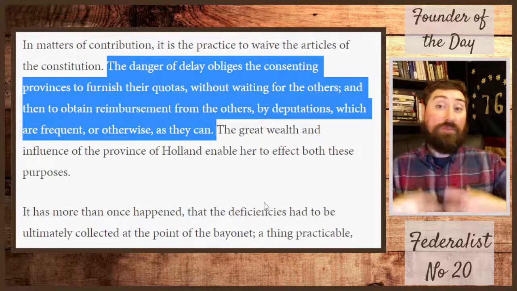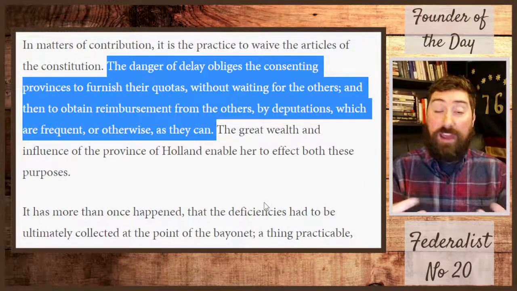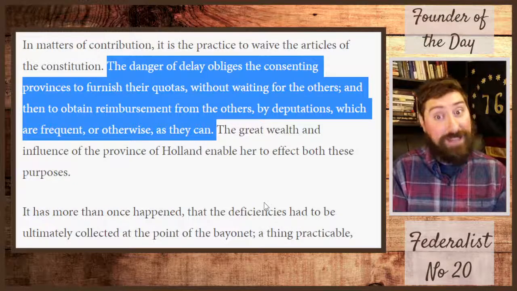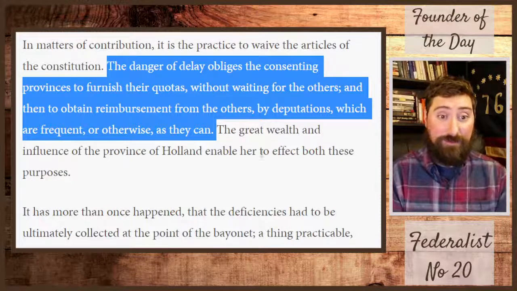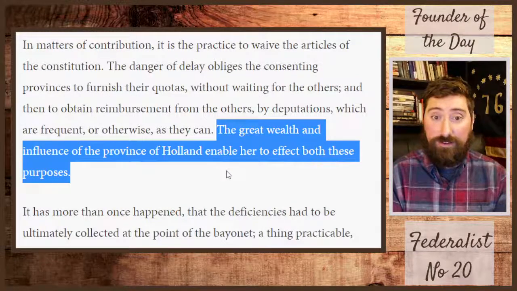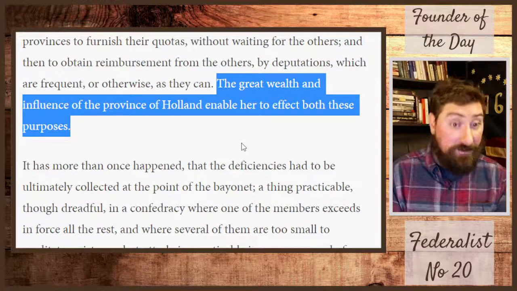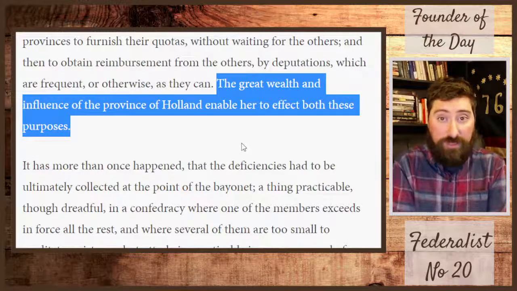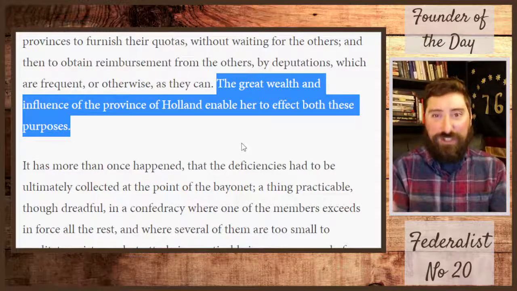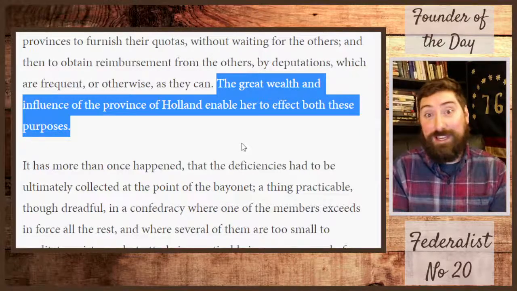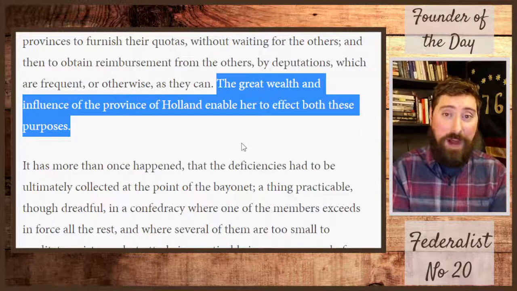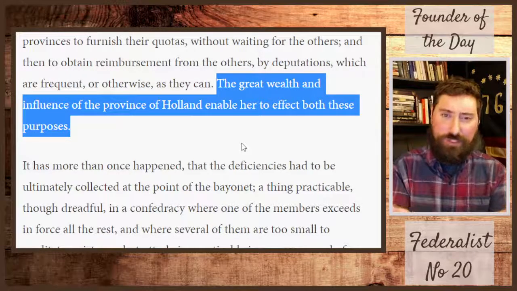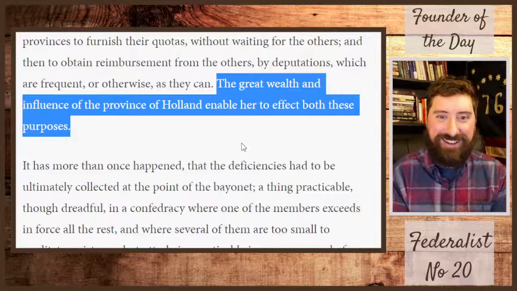So the wealthier states that are on the seaside, they pay for their neighbors that can't afford it, but then they try and get some of that money out of them. And they're saying, hey, give us that money. You owe us money. "The great wealth and influence of the province of Holland enable her to effect both of these purposes." So Holland is usually, when you think of the Netherlands, most people who can name one of the United Netherlands can name Holland. And Holland, I don't mean you, students of history, I mean the general public, of course.